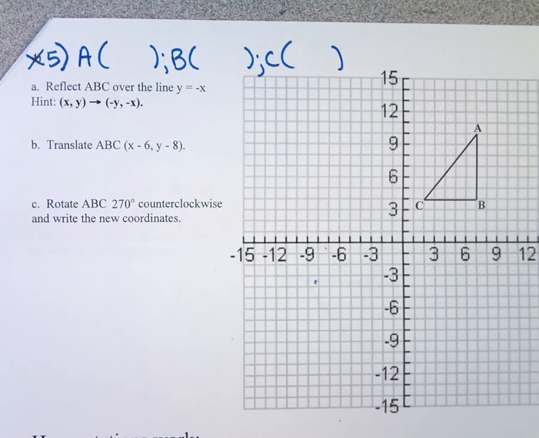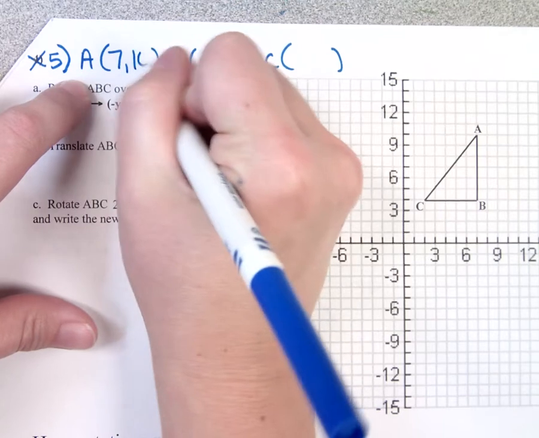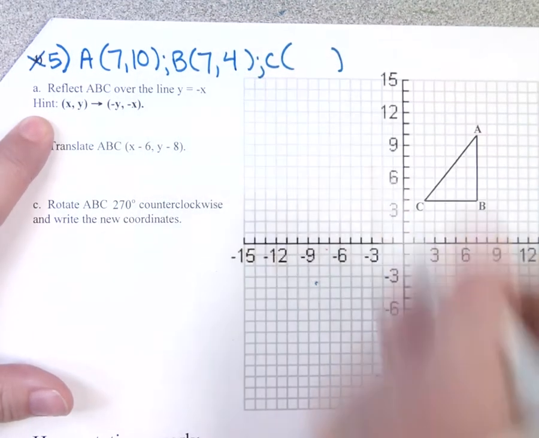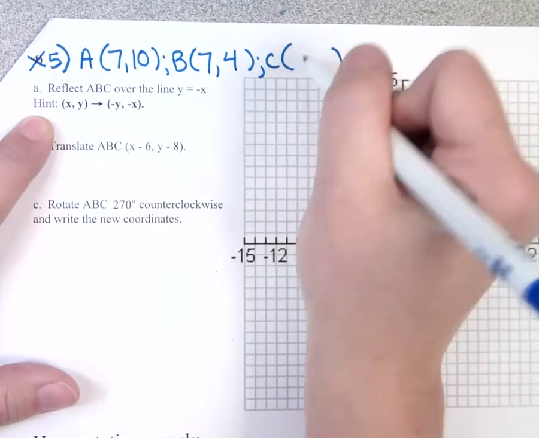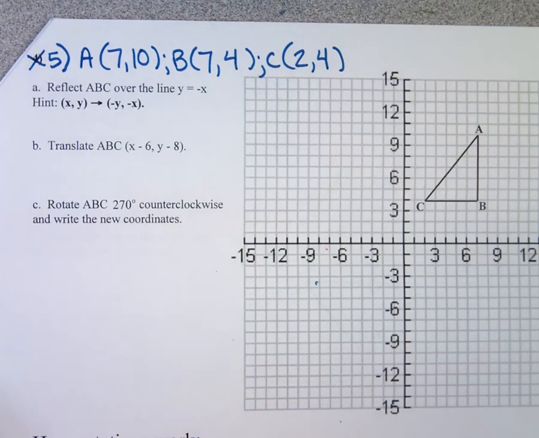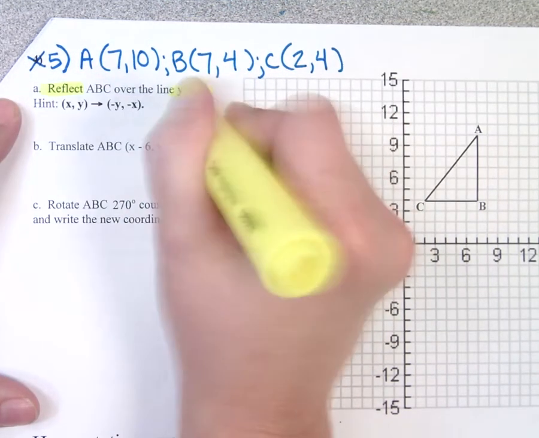So what's A this time? Should be 7, 10. So A is 7, 10. How about B? 7, -4. Good. And how about C? 2, -4. Good. All right, this time I want to reflect it over the line y equals -x.